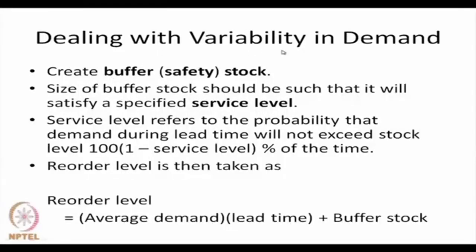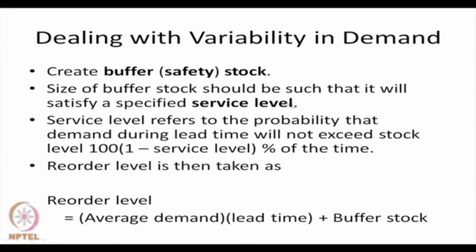But now that you know that there is a variation in the demand, you must keep more than this amount. This amount that you should keep to account for the maximum demand that can occur during the lead time, beyond the expected demand during the lead time, is called the buffer stock or the safety stock. So, in dealing with the variability in demand, we create buffer stock, and how much buffer stock or safety stock we should keep is basically a policy of the management.